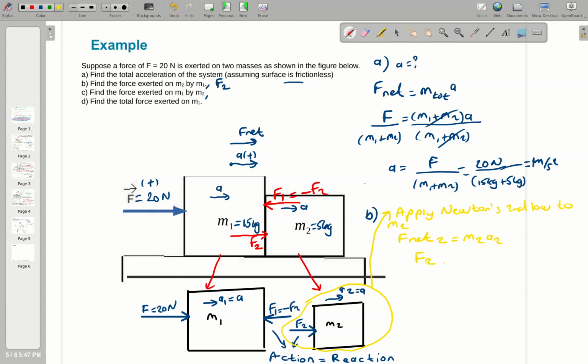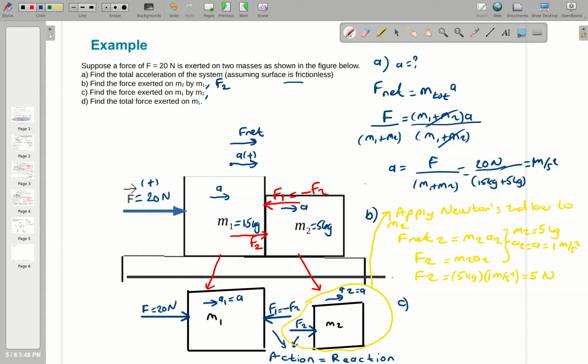So you'll say F2 is equal to M2 A2. A2 is equal to A. M2 is 5 kilogram. A2 is equal to A, 1 meters per second squared. My question is solved. F2 is equal to 5 kilogram times 1 meters per second squared, 5 kilogram meters per second squared, and that's Newton. All right, that's F2.